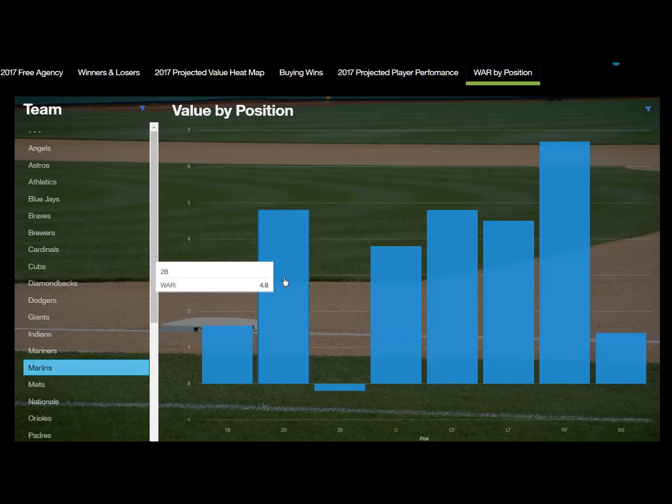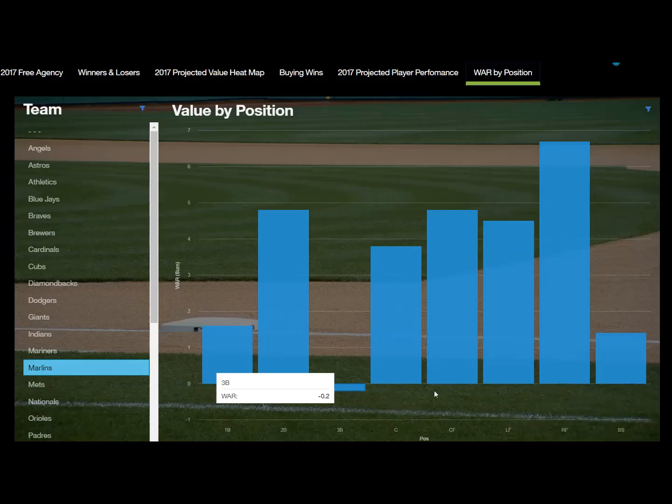If I was looking at the Marlins organization, I could see that their second baseman was generating 4.8 in the value of WAR. And what that means is the Marlins second baseman is winning his team 4.8 more games than a replacement player at second base would. On the other side of the coin, if I'm the Marlins and I look at my third base position, that third baseman has a .02 negative WAR value. He's losing you games. So it would be my job to go out and try to find somebody else to play third base because he's losing you games.